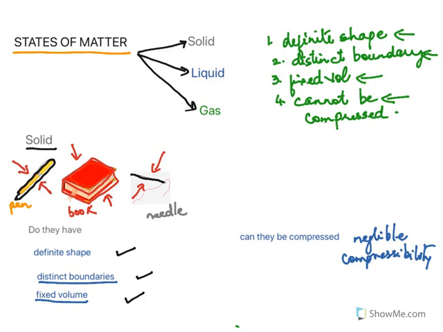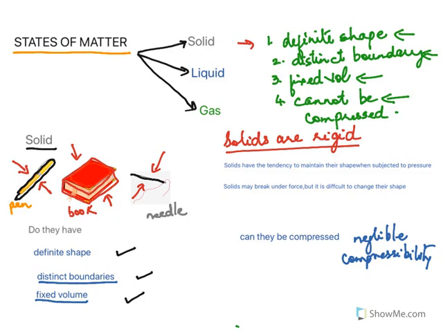This property of solid having a definite shape is also called rigidity. So we say solids are rigid because they maintain their shape. So we see that solids are rigid. Why are solids said to be rigid? Because they have a tendency to maintain their shape even when subjected to a pressure or force. Solids may break under force, but it is difficult to change their shape, and hence solids are said to be rigid.